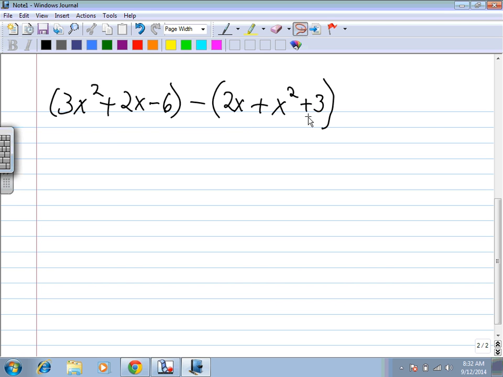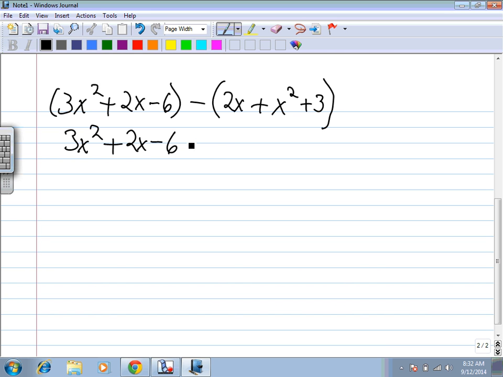What is this? A positive, and what's it going to need to change to? A negative. Okay? That's all you do. So rewrite it. Just the second one, because that's the only one that affects everything in the parentheses. It's like a negative 1 outside here, so it gets multiplied through. So you have 3x squared plus 2x minus 6.